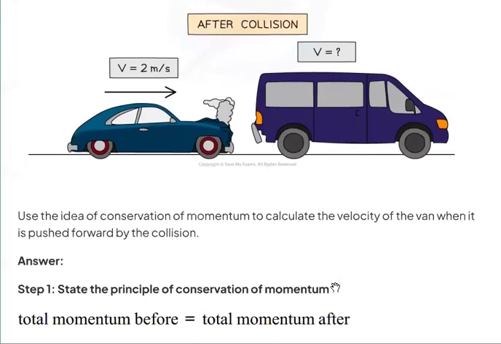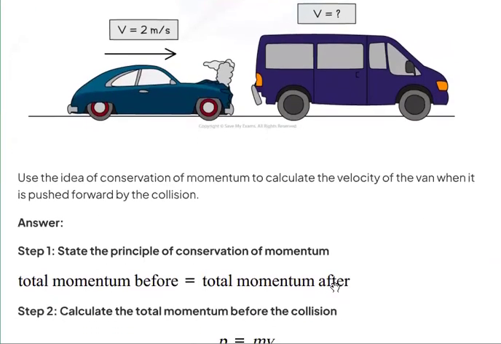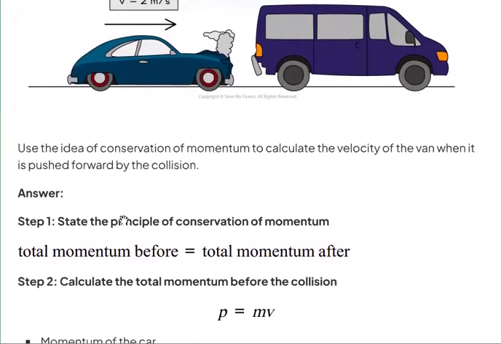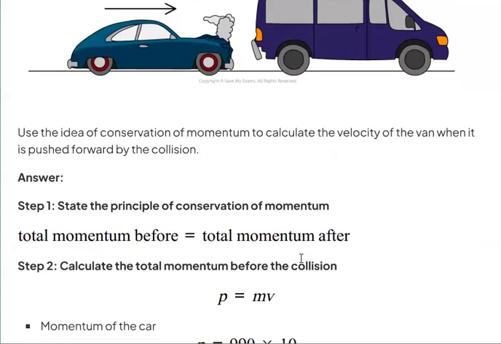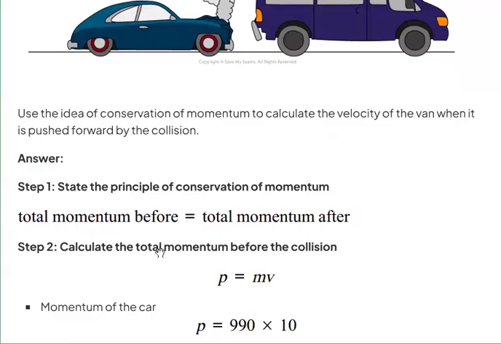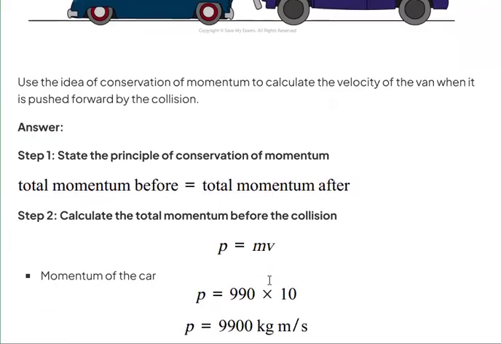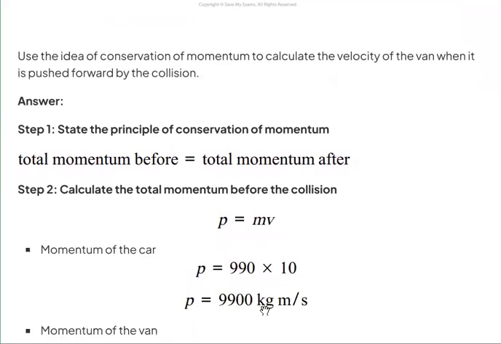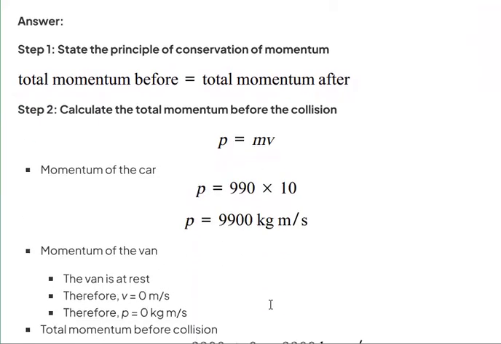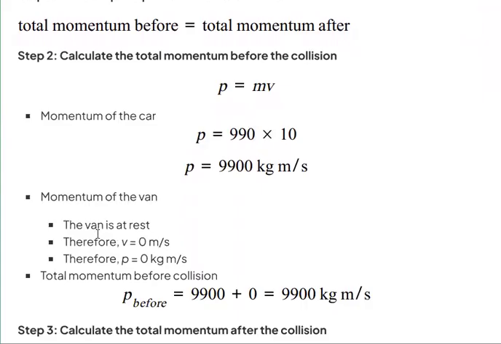First of all, we need to write down the principle. So the total momentum before is equal to the total momentum after the collision. And momentum can be calculated using this formula, and the momentum of the car comes out to be 9900 kilogram meter per second. Now, the momentum of the van before the collision was zero because its velocity was zero.